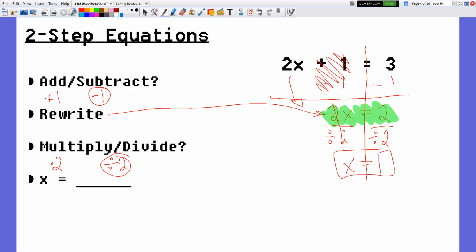Let's check it. 2 times 1, because a number next to a letter means multiply, plus 1 equals 3. Multiplication comes before addition. 2 plus 1 equals 3. Addition, 3 equals 3. And we are right again.